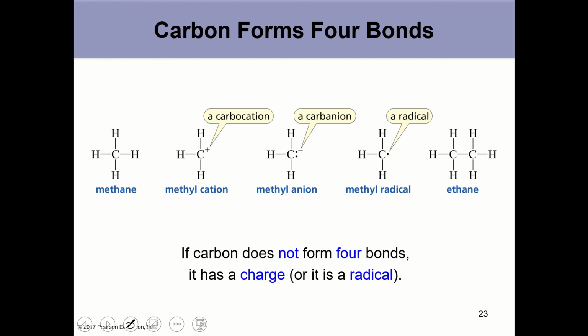Carbon forms 4 bonds. Like I said, 4 valence electrons. It needs 4 more to get an octet, so those 4 more come from bonds. Methane is the simplest molecule of our carbon molecules. It forms 4 bonds to hydrogen. If carbon does not form 4 bonds, it is going to have a charge. So if carbon only has 3 bonds, then it should have a positive charge.